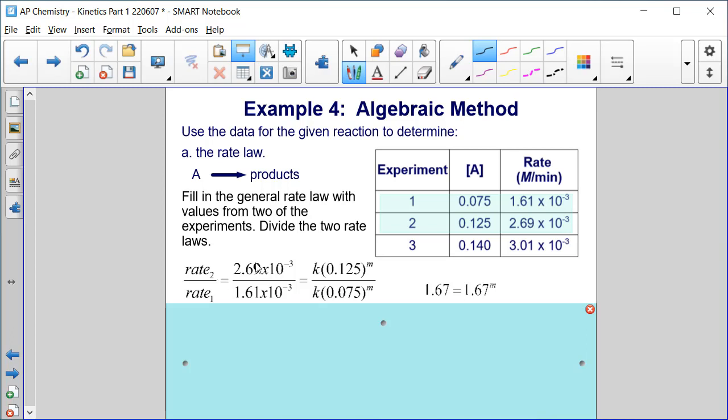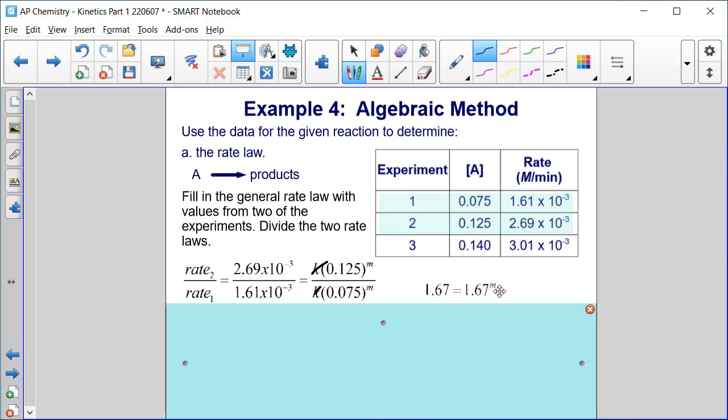Rate for experiment 2, I'm just substituting the values, 2.69 times 10 to the minus 3 equals K times that concentration, 1.25 to the m power. Divide that by the first experiment, so 1.61 times 10 to the minus 3 equals K times that concentration, 0.075 to the m power. We can simplify this. If I divide these two numbers, I get 1.67. The K's cancel. And if I divide 0.125 by 0.075, I get 1.67 to the m power.